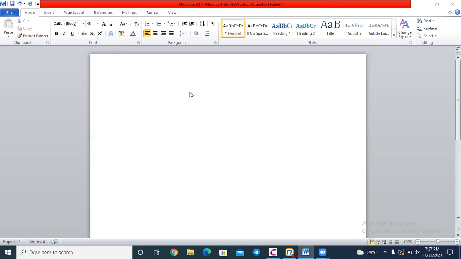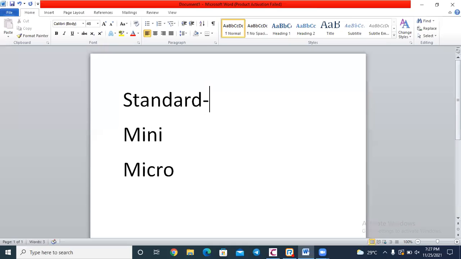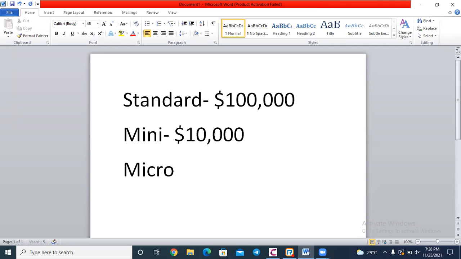Sorry for that break. So 3 types of accounts you can operate with a broker. We have the standard, we have the mini, and we have the micro. Now, to operate a standard account, you need $100,000. To operate a mini account, you need $10,000. And to operate a micro account, you need $1,000.